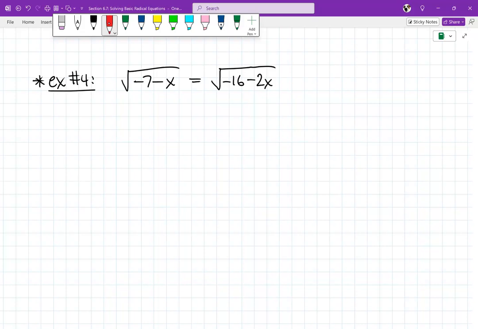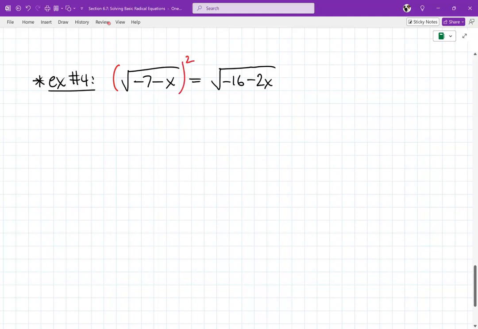So this one has square roots on both sides. Okay? They are simplified already. The square root's all by itself on the left. It's all by itself on the right. But it does have square roots on both sides. So I'm just going to square both sides like I've been doing. So square this side, square that side. So I get negative 7 minus x equals negative 16 minus 2x.